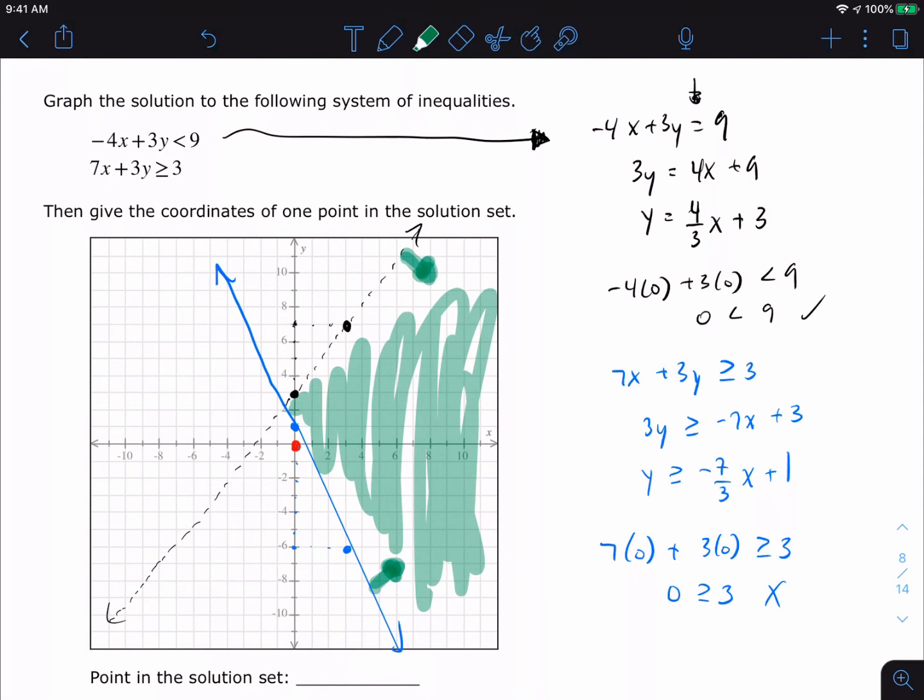You check each one individually, and then you see where both are shading, and that's where you ultimately shade. Okay? And then you just pick a point in the shaded area. Correct. If you don't cross the origin, always use the origin. Because plugging in 0 for both x and y makes life so easy, right?